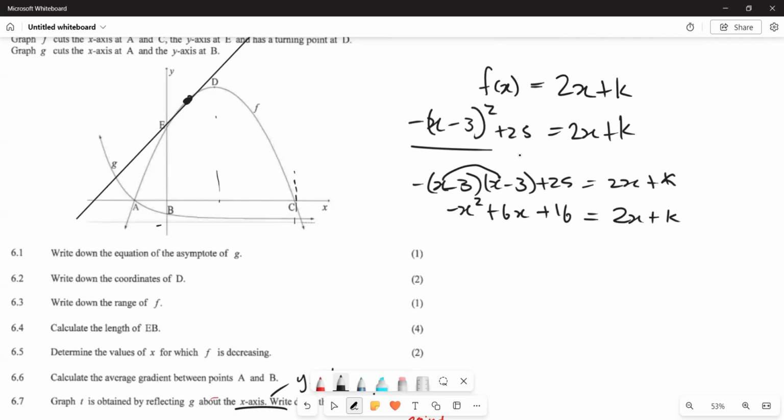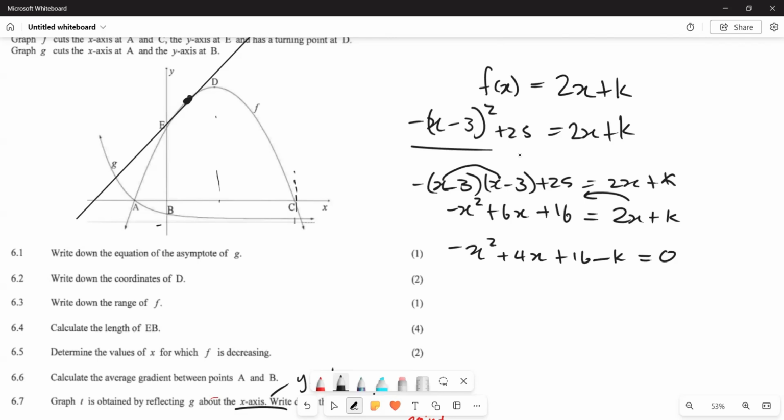Now that we are here, I want us to take everything from this side to this side. So this is negative x squared, then plus 4x now, because when you take this 2x, this side is going to be negative. So this is going to be plus 4x, and this is plus 16. And this k is going to be negative k, equal to 0.